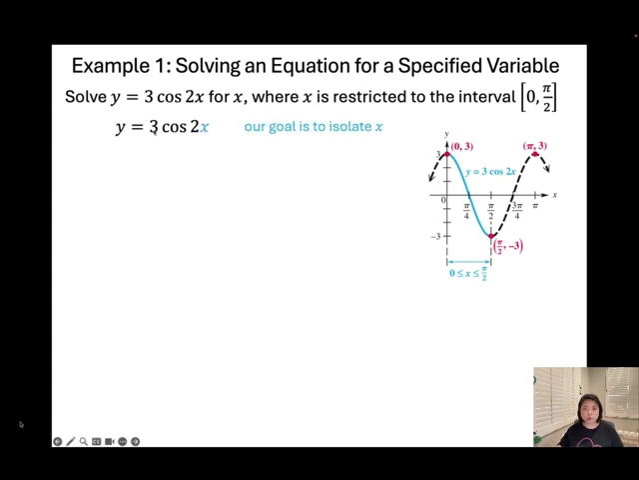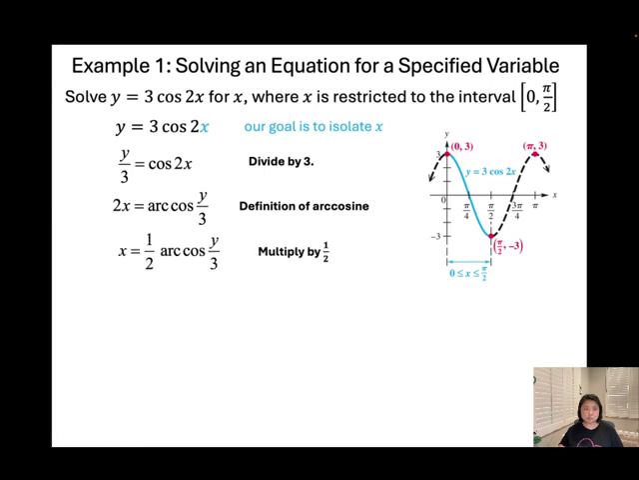First, we want to get rid of the 3 here, so we're going to divide both sides by 3. And then y over 3 equals cosine 2x. Now we want to isolate the 2x. We want to get out of the cosine. By the definition of arc cosine, we can rewrite it as 2x equals arc cosine of y over 3. And then we still have the 2 here, so we're going to divide both sides by 2. So we are done. We isolated the x in here.